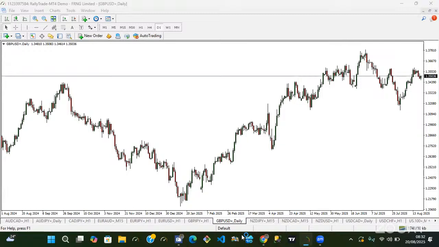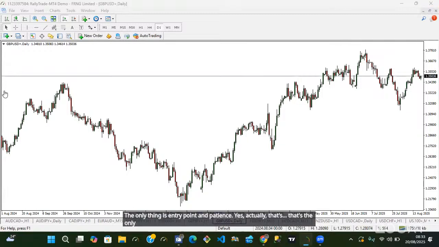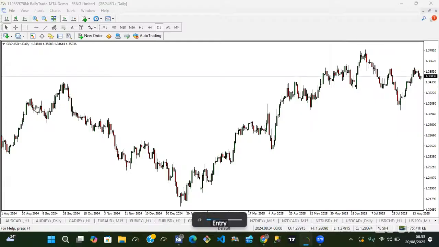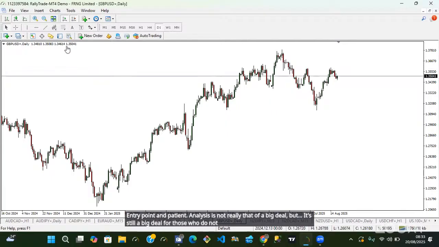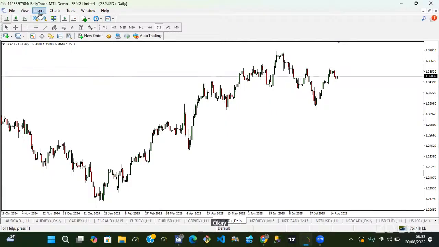The only thing is entry point and patience. Yes, actually, that's the only thing. Entry point and patience. Analysis is not really that big a deal, but it's still a big deal for those who do not really know how to analyze.